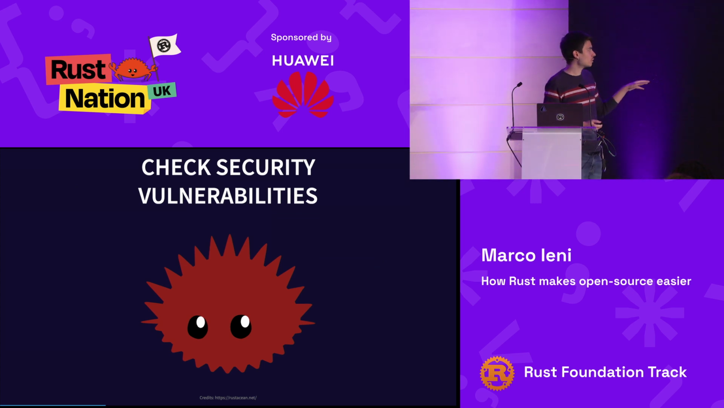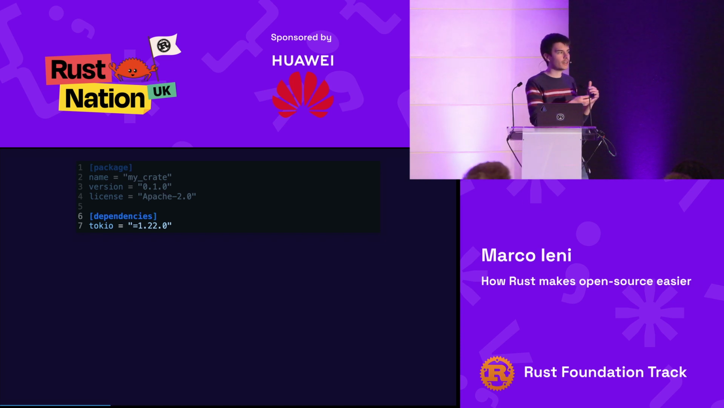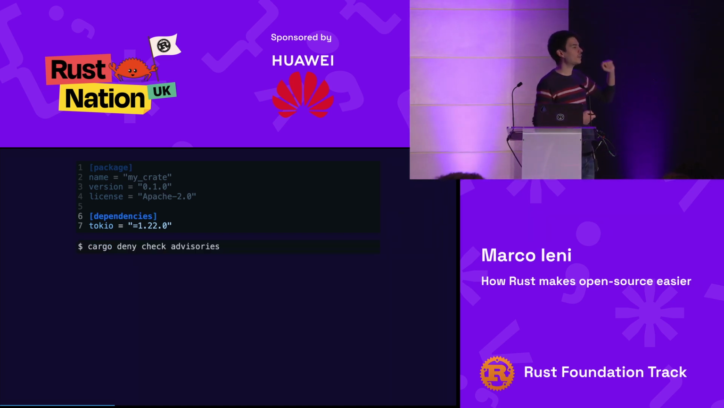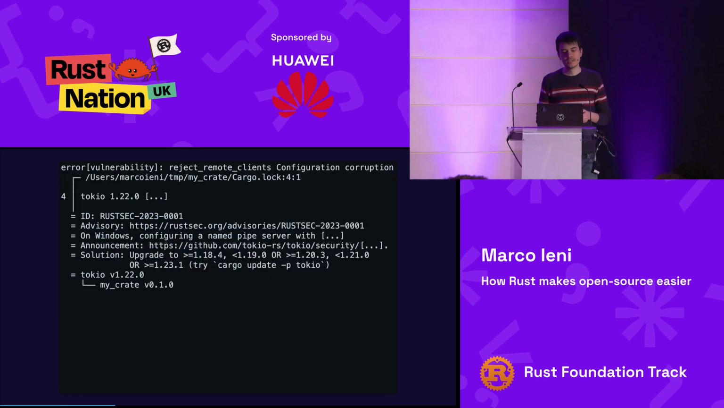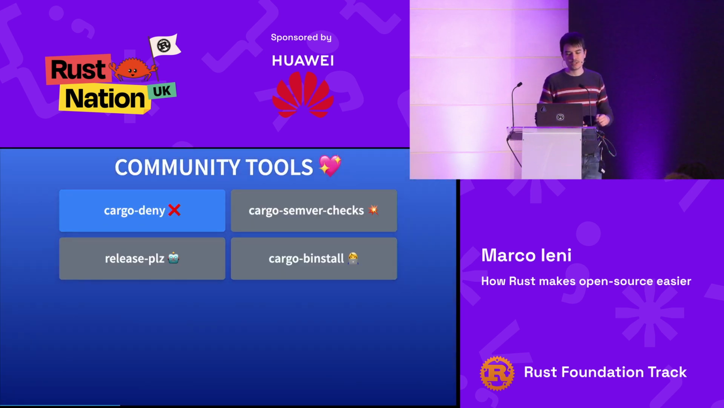Cargo deny is also able to check security vulnerabilities. So let's say that you add an old version of Tokio, and you run cargo deny check advisories. Well, cargo deny will tell you that this version of Tokio is vulnerable. It will tell you the ID of the Rust security vulnerability, a link to it, a description of the vulnerability, and the solution, which is in most of the cases just upgrade to the next version. So this was cargo deny.